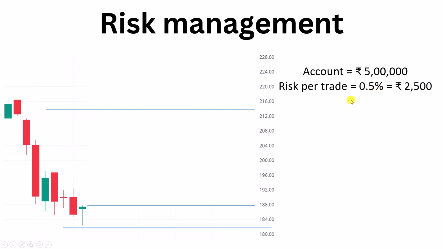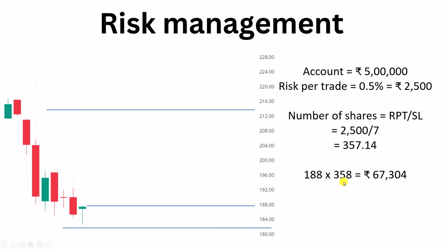Okay. Now, to calculate how many shares you have to buy, you have to divide risk per trade by stop loss. This is risk per trade and stop loss is 7 rupees, 188 minus 181, 7 rupees. And so these many shares should be bought by you. You have to buy 357.14 shares or 358 shares. And it is going to cost you 188 into 358, 67,304 rupees. Okay, 67,304 rupees.